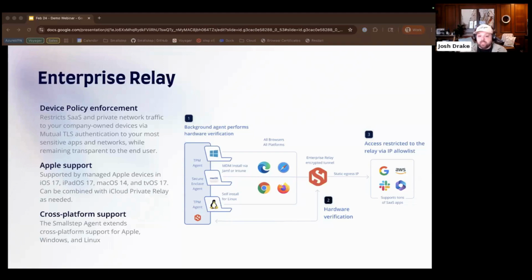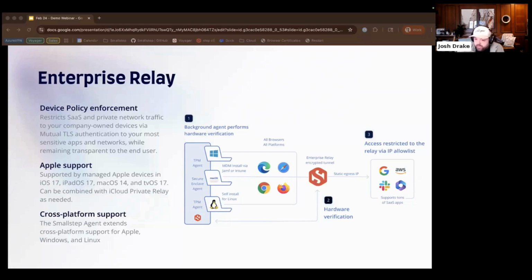In fact, Apple even has support for this. You may be seeing things like iCloud Private Relay. That's based on the same underlying technology. Our enterprise relay is similar in many ways. It's the same underlying technology, except ours, again, works cross-platform. So we're going to show today a native demonstration on macOS, but similar to what I was referring to earlier, the Smallstep agent provides that cross-platform integration on Windows, macOS, and Linux.